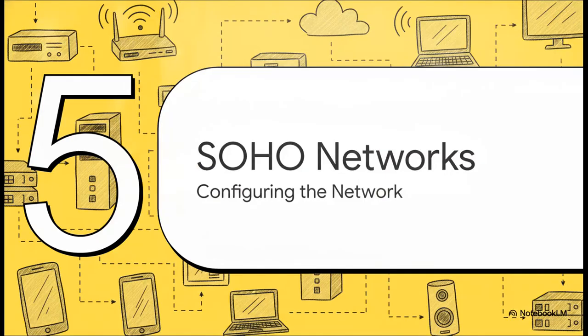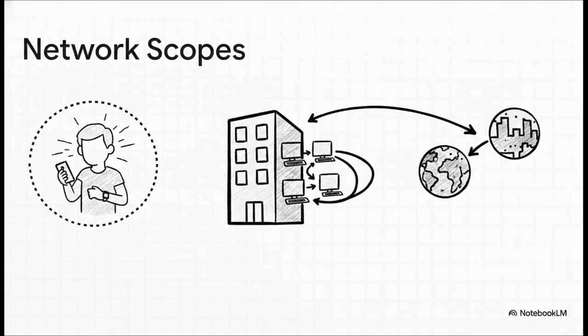Let's move to Section 5, Configuring SOHO Networks, and see how this all builds together. This is where we combine all of our physical, wireless, and logical knowledge to configure a small office or home office network. When you're setting up a network, you first need to identify its scope. A LAN, or local area network, is confined to a single building, like your house or a small office space. A PAN, as we discussed earlier, is your personal Bluetooth bubble. But what if you need to connect buildings across an entire city or even across the globe? Well, that requires a WAN, or wide area network. In fact, the internet itself is just the world's largest WAN.